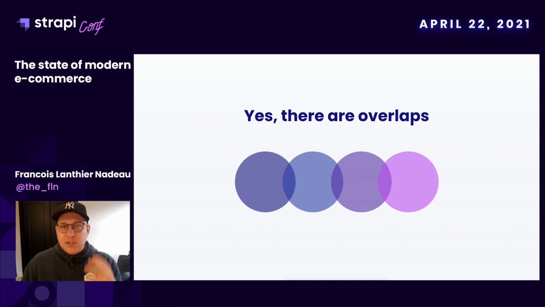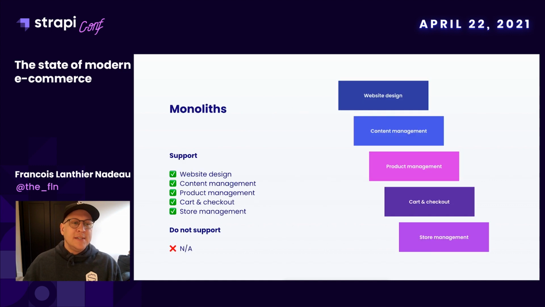And something to keep in mind for everyone is that the e-commerce pie is getting bigger by the minute, especially with these uncertain times that we've been living through. So that huge disclaimer is out of the way. Back to the monoliths now, the category of monoliths. What do they support in terms of functionality? Everything, right? So website design, cart and checkout management, content management, product management, store management, everything.